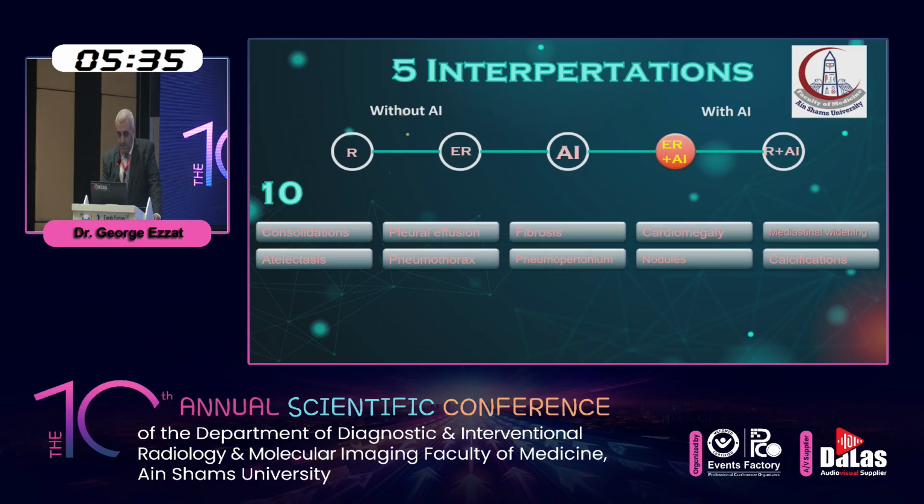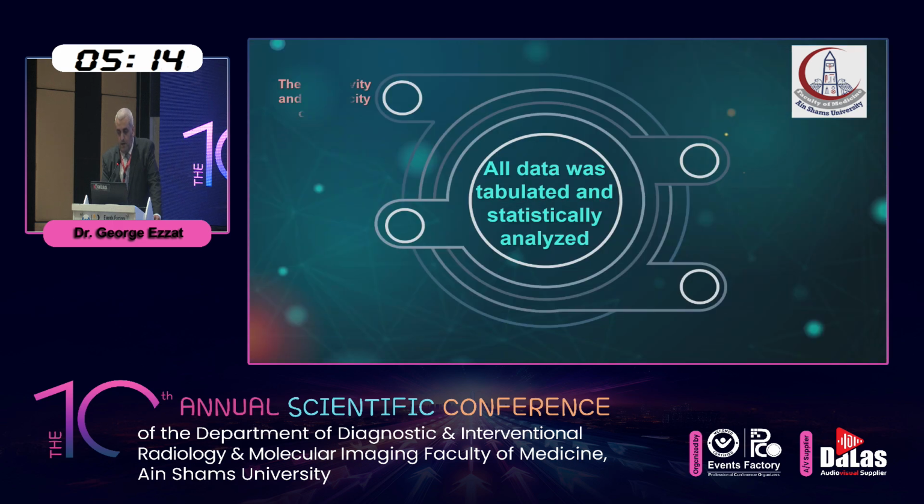There are 10 points that this AI software looks for in any chest X-ray: consolidations, pleural effusion, fibrosis, cardiomegaly, mediastinal widening, atelectasis, pneumothorax, pneumoperitoneum, nodules, and calcifications. All data was tabulated and statistically analyzed.